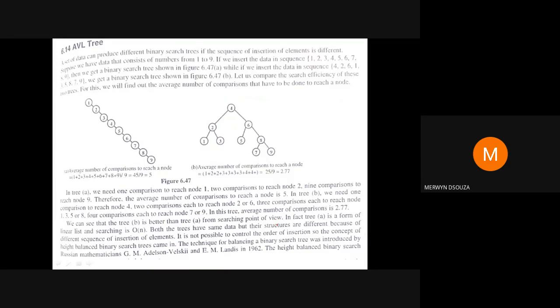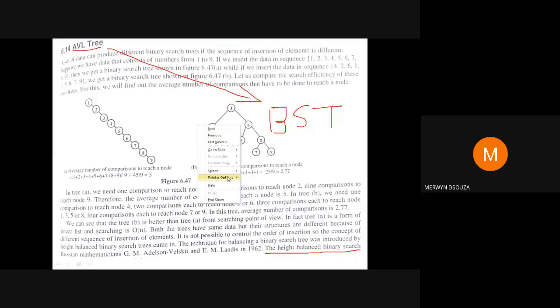Because we are controlling the height, it is also known as a height balanced binary search tree. It is a binary search tree, don't forget, I'm repeating, it is a binary search tree. An AVL tree is a binary search tree, but a special type of binary search tree where the height is controlled.